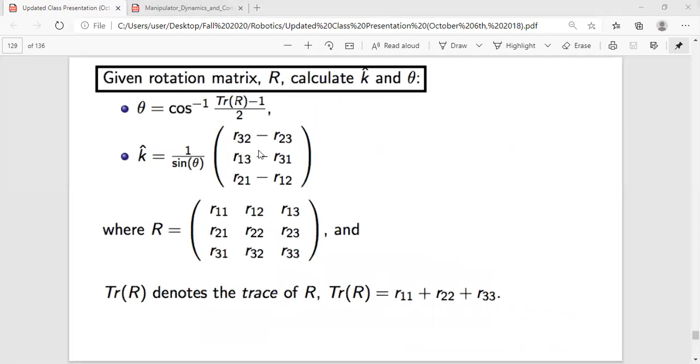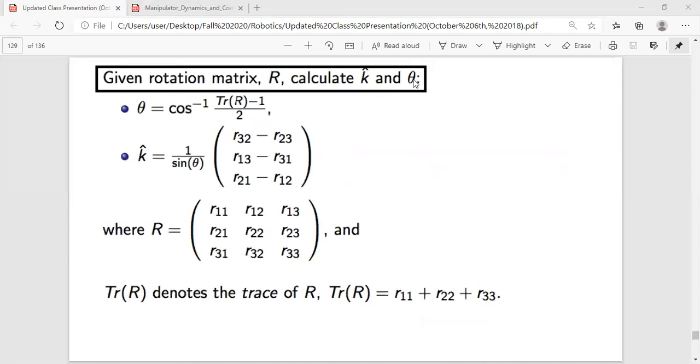And here is one last thing. If I give you a rotation matrix R, you have various transformations, H03 for example, and you can pull up your R rotation matrix from the first 3 by 3 of that. If I give you R, and before I asked you to find the Euler angles, now I want to ask you to find K and theta. How would you do that?